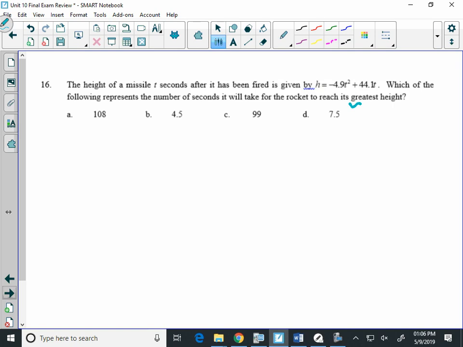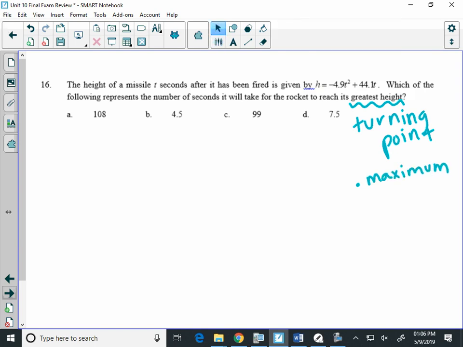Okay. Whenever you see maximum height, greatest height, minimum height, lowest height, something along those words, maximum, minimum, lowest, highest, you're trying to find the turning point. Okay, that's what you're trying to find. In this case, if we're finding the greatest height, the turning point is going to be a maximum.